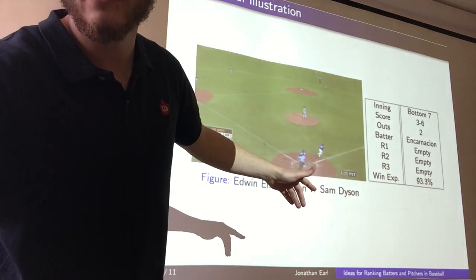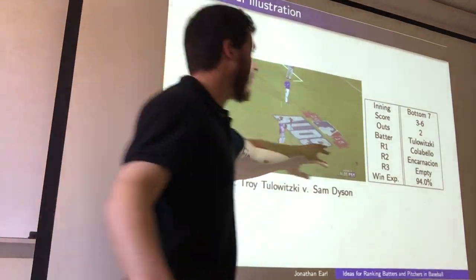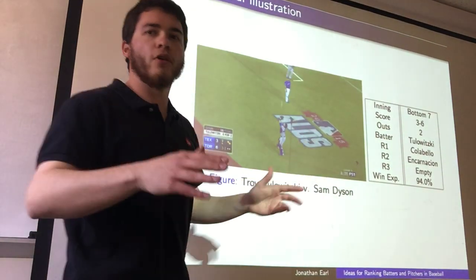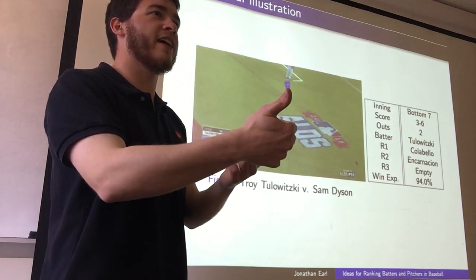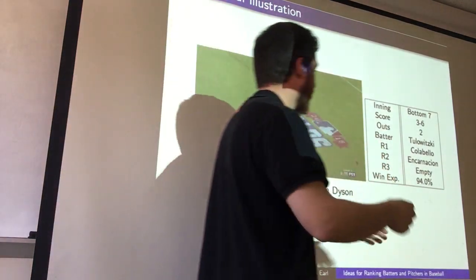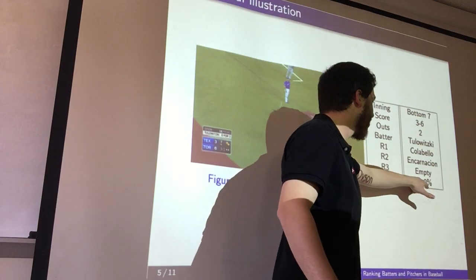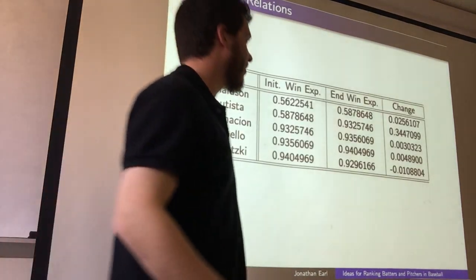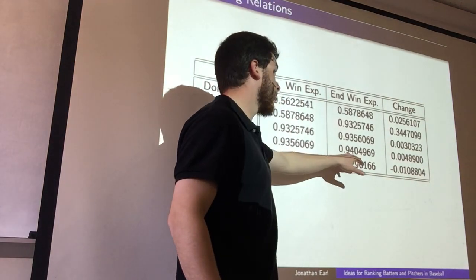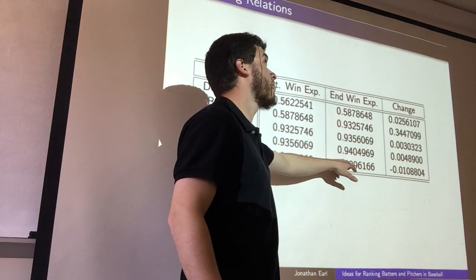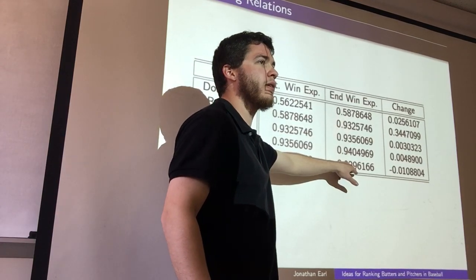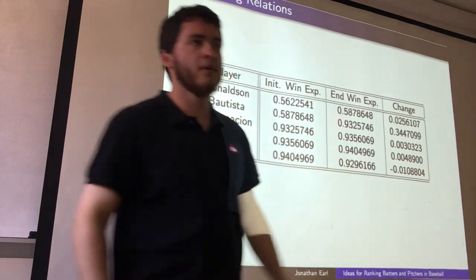Okay, so in this case, we had runners on first and second. The batter hit the ball and it was caught, so he's out. So all that happens is it just rolls over into the next inning. I had the win expectancy at this point of 94%, and then the probability of the home team winning, given that they're up by 3, starting the top of the 8th inning, is just under 93. So that's what happens.